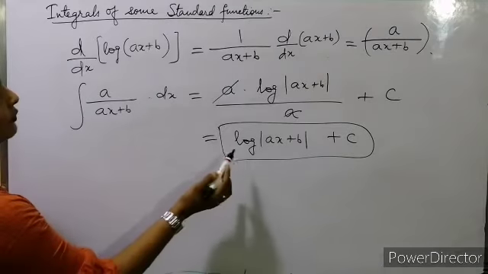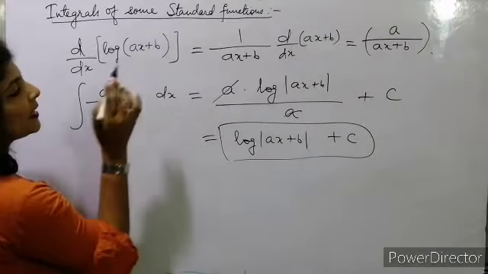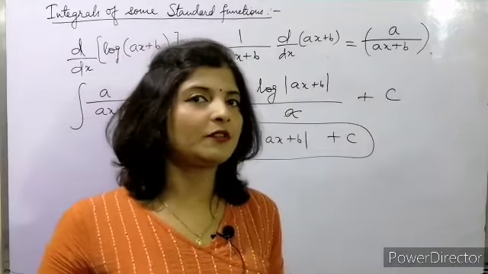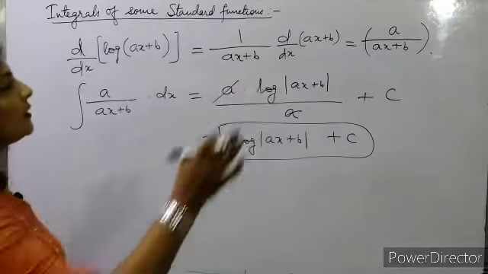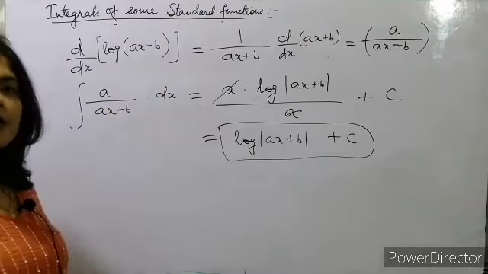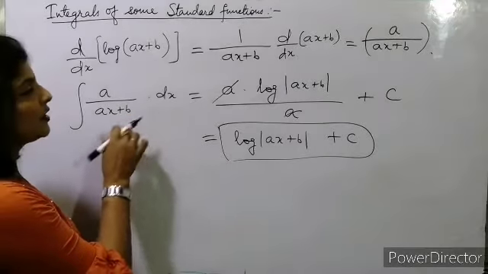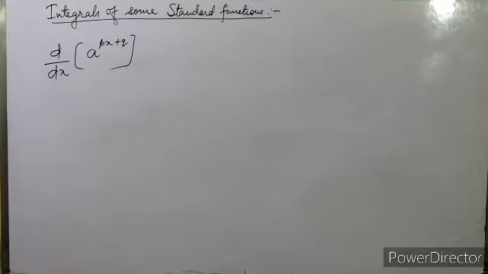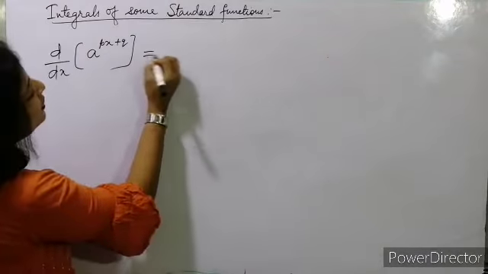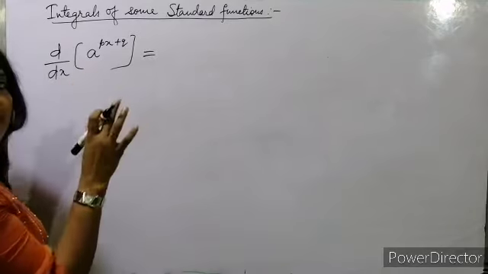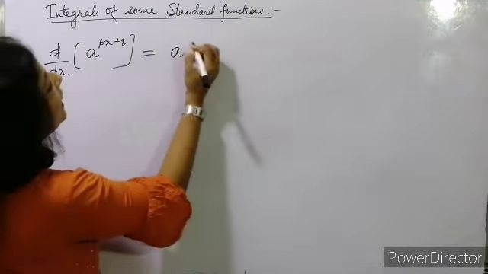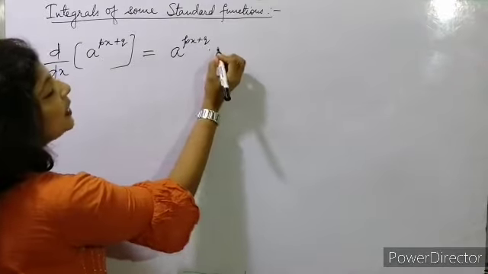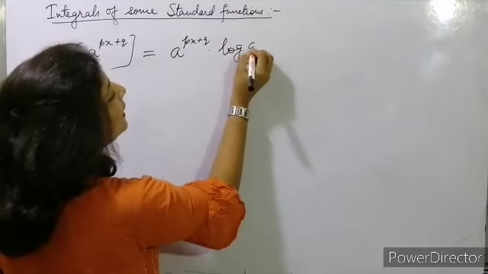We started from log of (ax + b). Integration is the inverse operation of differentiation. So what we got here is that we took the same thing and found the integral of this function with respect to x, and we got the same value. Now for a^x, after differentiating a^x with respect to x, what will we get? We'll get a^x, the value remains the same, so a^x multiplied by log of a. This is the value we get.